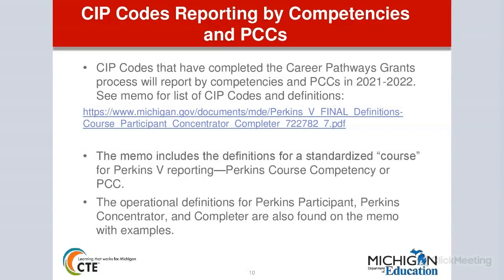So zip codes reporting by competencies and PCCs. Zip codes that have completed the Career Pathways grant process will report by competencies and Perkins course competencies in 21-22. And there is a memo that explains this.